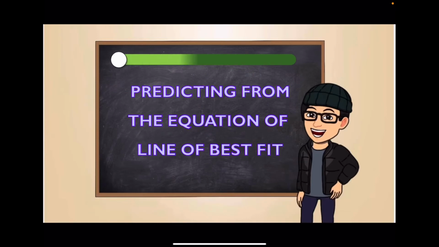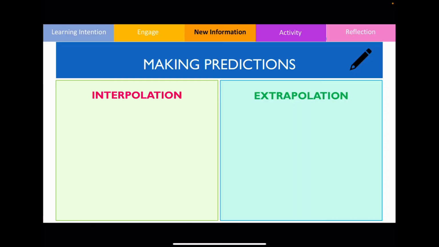The last thing for us to cover is to learn how to predict using the equation of the line of best fit. When we're making a prediction, there are 2 methods for us to use. We could either make predictions using interpolation, or we can make predictions using extrapolation. Interpolation involves making an estimation of a value that lies between 2 known values within your original dataset. Let me use an example to show you what I mean by this.